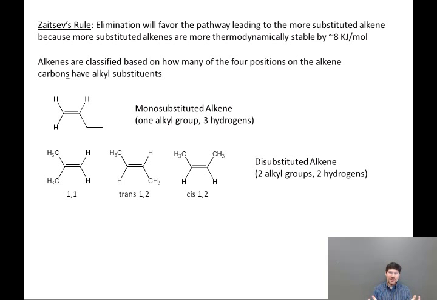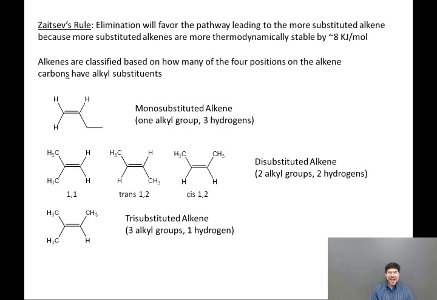Or you can have a 1,2 substituted alkene, where each alkene carbon contains 1 alkyl group and 1 hydrogen. In this case, a 1,2 disubstituted, you have to consider cis and trans. So depicted here are the trans 1,2 and the cis 1,2 respectively.